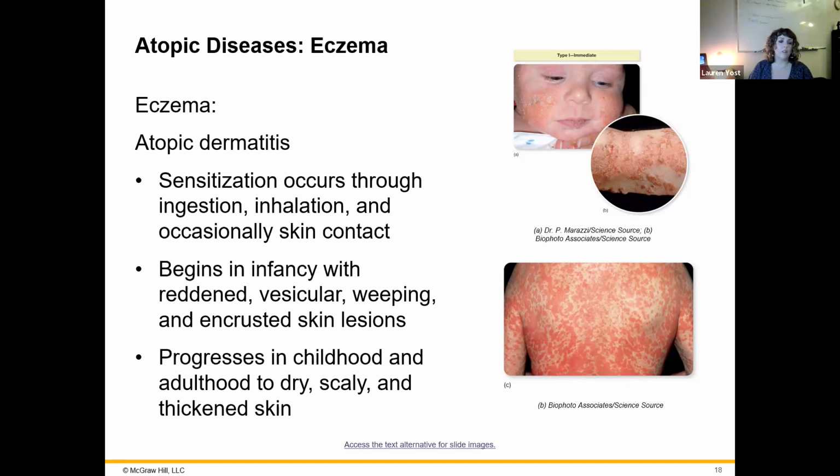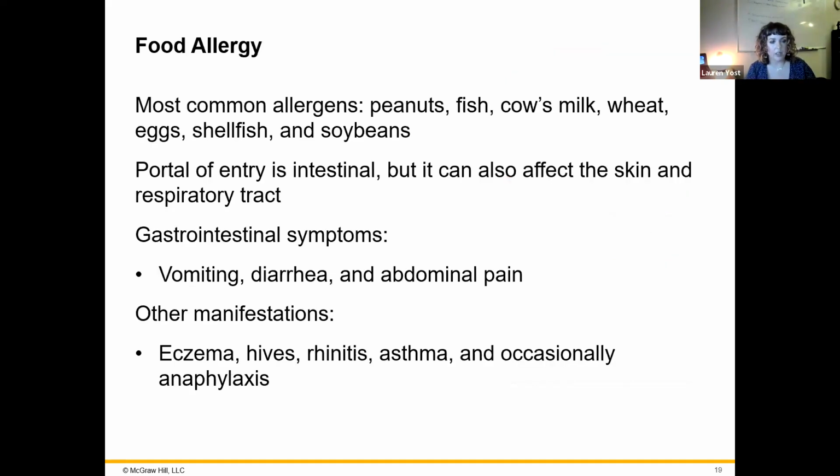This will begin in infancy with reddened vesicular weeping and crusted lesions. Then we have progress from childhood into adulthood involving dry, scaly, and thickened skin. Food allergies, most commonly we see this with peanuts, fish, cow's milk, wheat, eggs, shellfish, and soybeans.